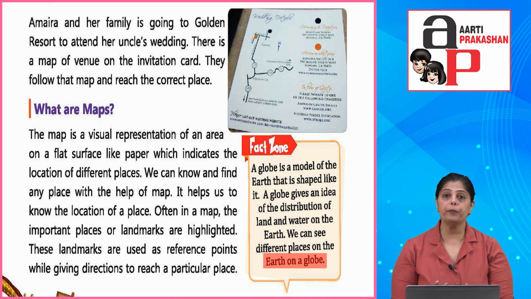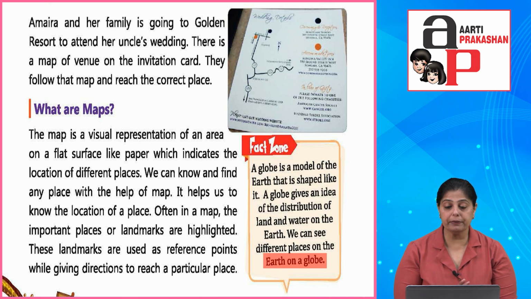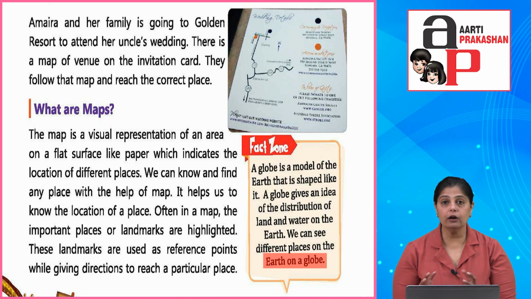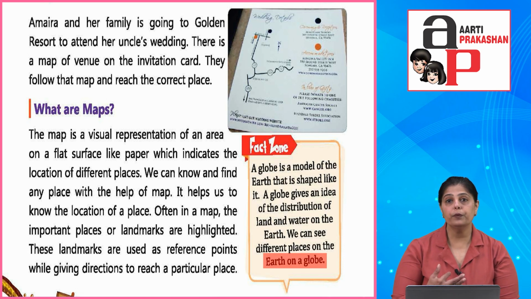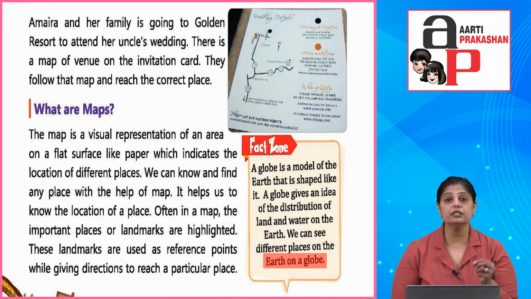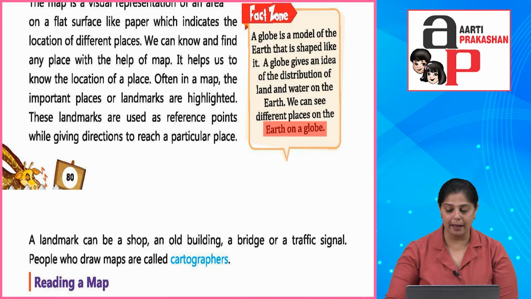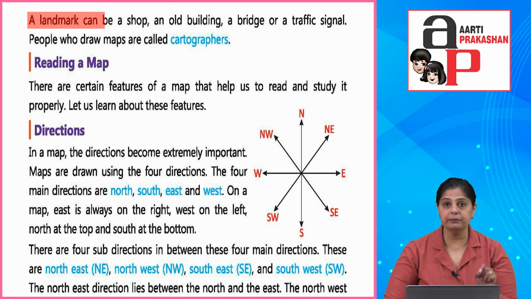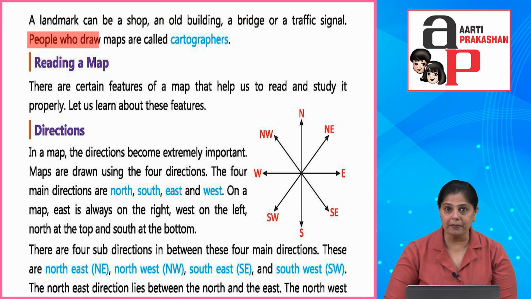Globe क्या होता है? Globe जैसे map is a visual representation of an area. ग्लोब में क्या होता है, पूरे अर्थ का विजुअल रिप्रेजेंटेशन होता है वो, and it will show you where there is water, where there is land and where are the different countries situated. But it is very easy to carry a map than to carry a globe everywhere. अब ग्लोब की हेल्प से आपको छोटे छोटे डिटेल्स नहीं मिलते which you can find out through a map. Alright, now a landmark can be a shop, an old building, a bridge or a traffic signal. People who draw maps are called cartographers.